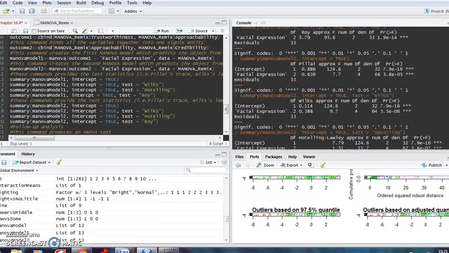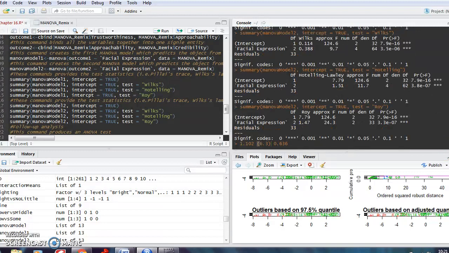And then for our MANOVA model 2, we notice that it's decreased to 0.636. And then we also have a smaller p-value as well. Not a smaller p-value, a larger p-value. Yeah, there we go.